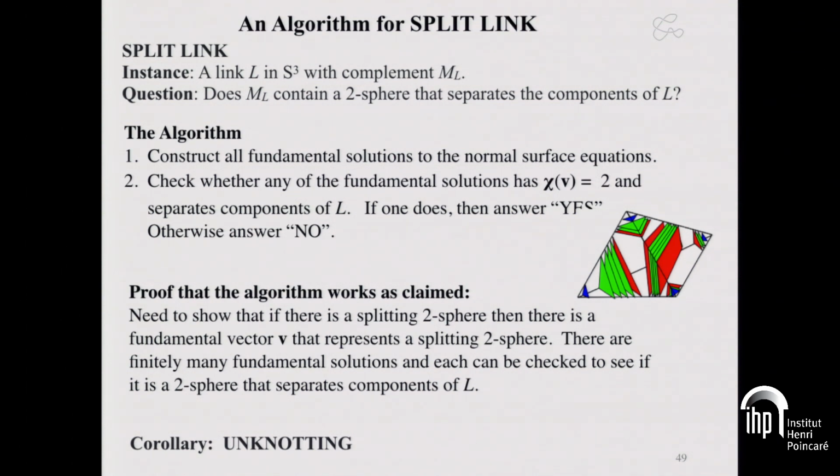So let's look at this split link problem. This problem was originally stated and solved by Horst Schubert, who wrote an exposition of Haken's work in 1961, which had most of the ideas I'm talking about today. It was a very nicely written paper, and so most of the early references to the theory are to his paper. And he, in particular, gave the first algorithm for split link in this paper.